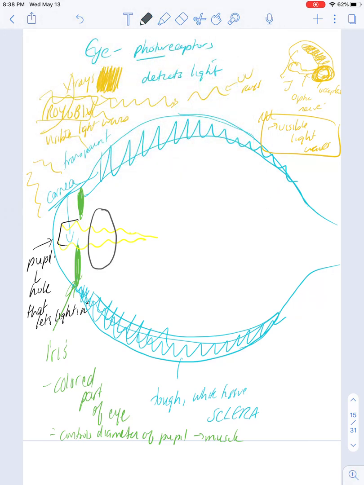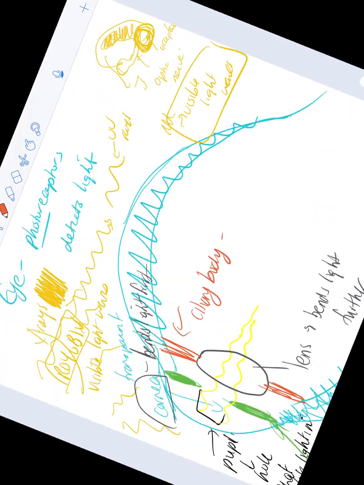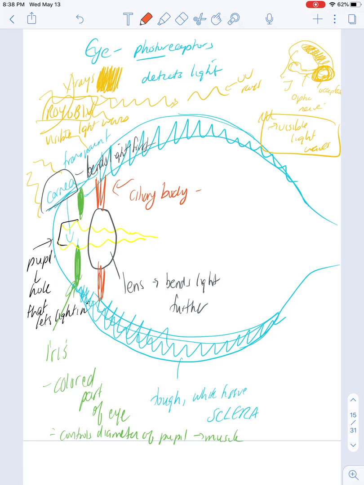And then right behind the iris, right here, is the lens. And the lens bends the light. So first the cornea, right here, bends the light first. And then the lens bends the light further. And this lens is attached to the ciliary body, which is just a bunch of muscles that controls how wide or how narrow the lens gets. So it controls the width of the lens. That's what the ciliary body does, okay?